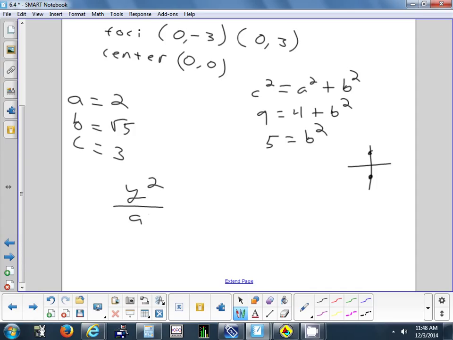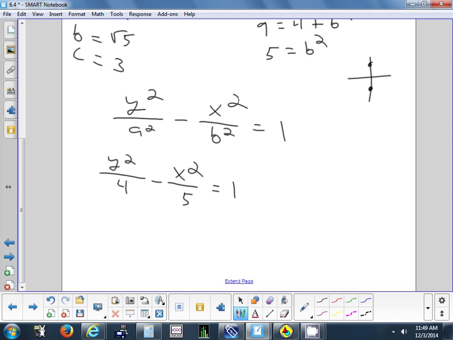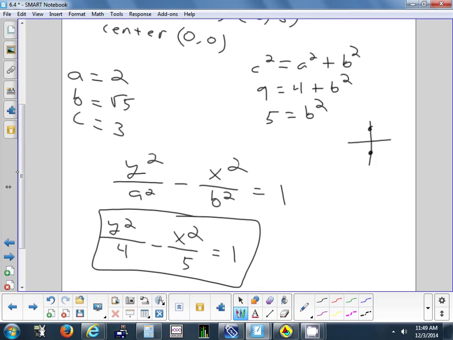So y squared over a squared. Oops. Minus. If I kept the plus there, what would that have been? When I accidentally wrote plus. It would have been an ellipse, which is not what we're doing. Okay, so our final answer, what's a squared? 4. What's b squared? 5. And that's it. Okay, any question? Andrew, question? No.